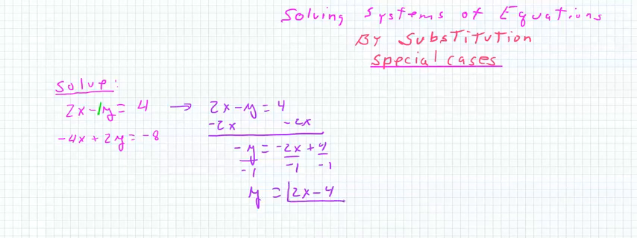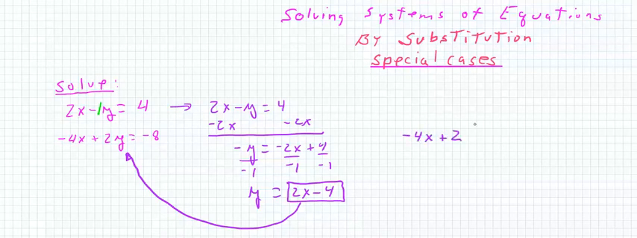I substitute this into my other equation for y. So I end up with negative 4x plus 2 times the quantity 2x minus 4 equals negative 8. And I solve. Negative 4x plus 4x minus 2 times 4 is 8 equals negative 8.